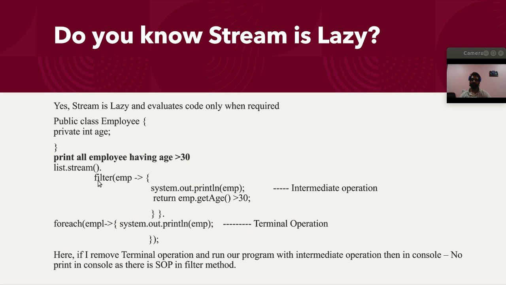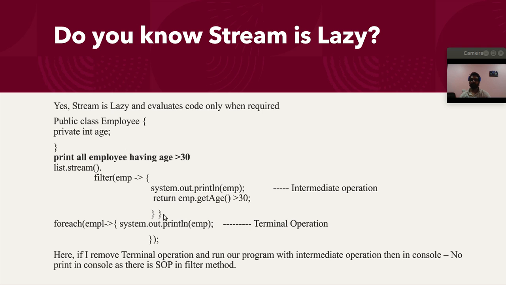So here we can use the filter method, and then emp and the arrow. Here I am using a lambda expression, and I am doing System.out.println and trying to print the employee object or information, and then returning emp.getAge() greater than 30. So here I am putting some condition, right? And this is called an intermediate operation.